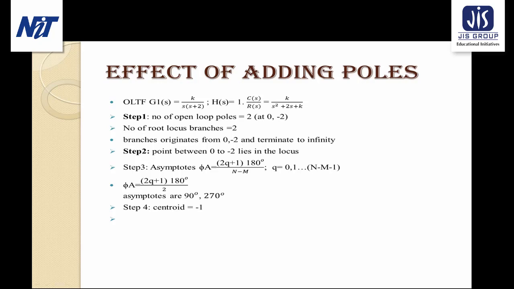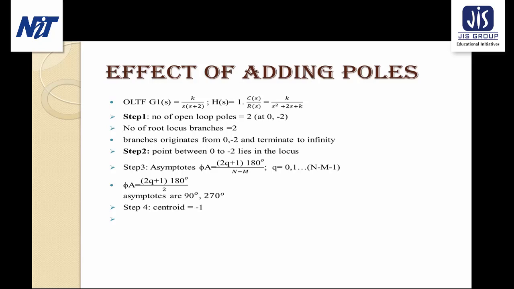So from this open loop transfer function, we can say there are two poles which are located at 0 and minus 2, which means the number of root locus branches is equal to 2, and both the branches will originate from the pole locations 0 and minus 2, and both will terminate at infinity, as the open loop transfer function does not contain any zero.